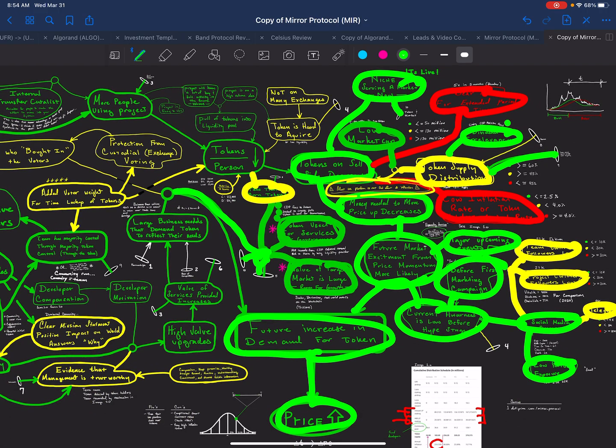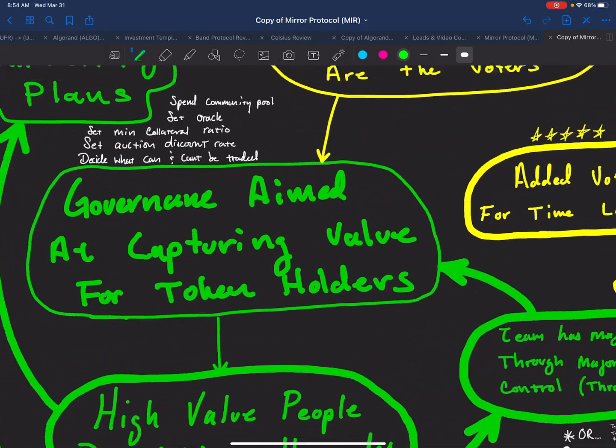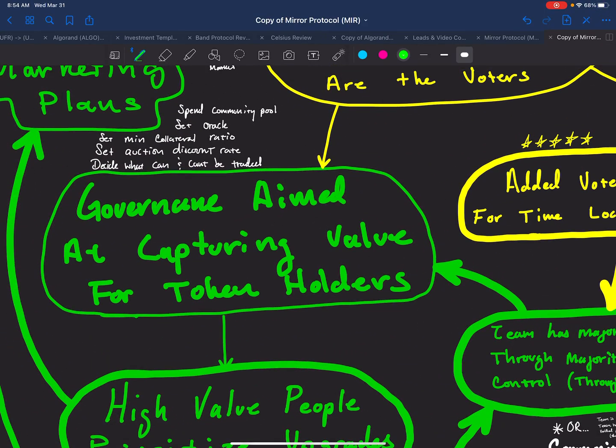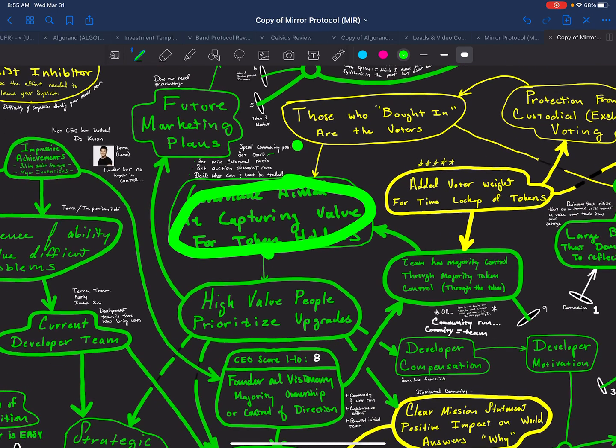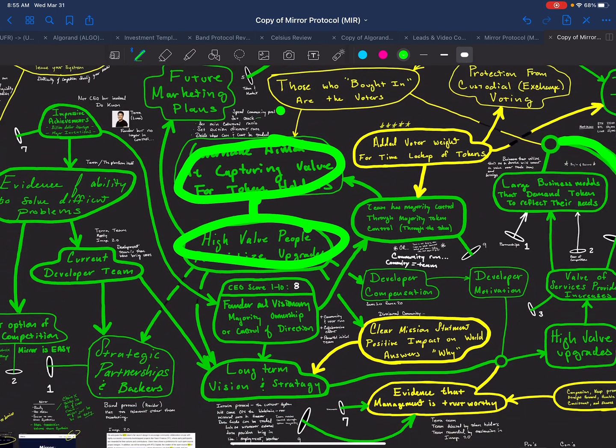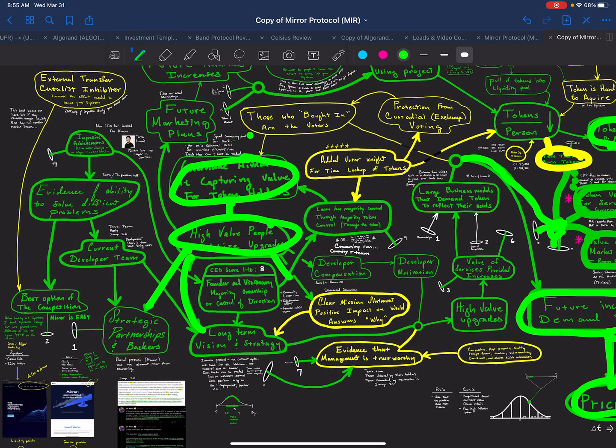All right. So as far as governance, you can spend the community pool. So for how spending goes in the future, you could choose which oracles are used. You'll be able to be in control of that with the token. Set minimum collateral ratios, set auction discount rates, decide what cannot be traded. So you're basically in control of the platform as a token holder. High value people prioritize upgrades. I do think that will be the case.